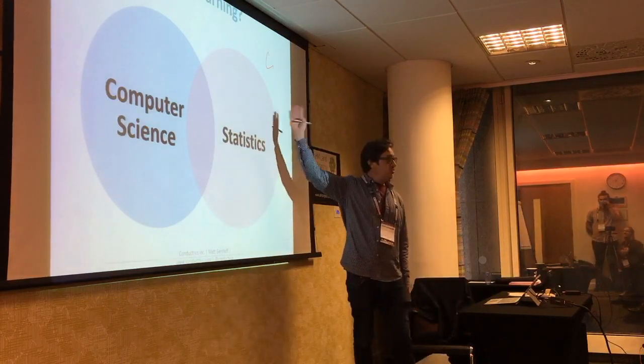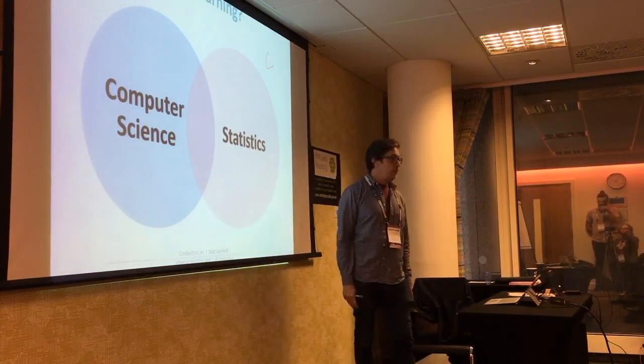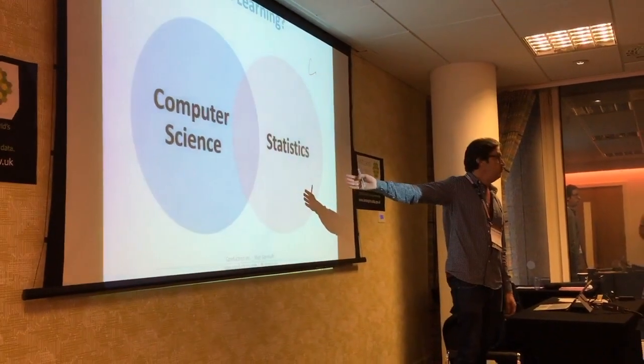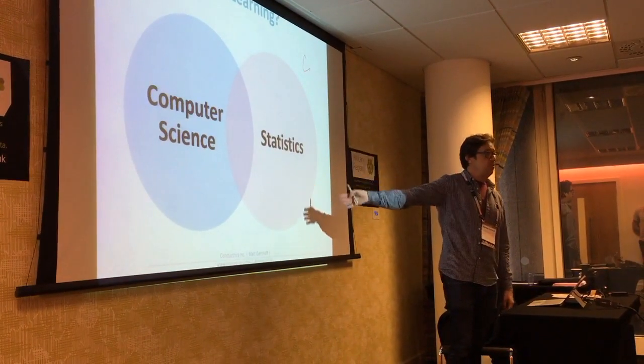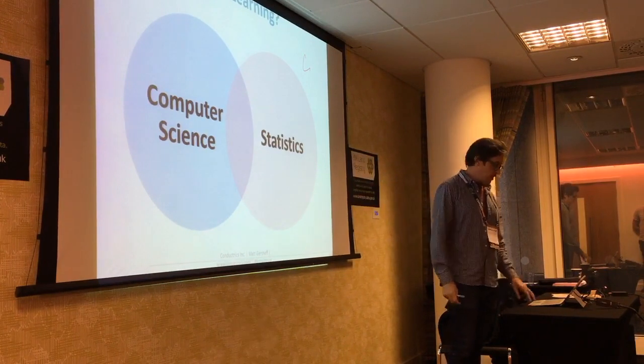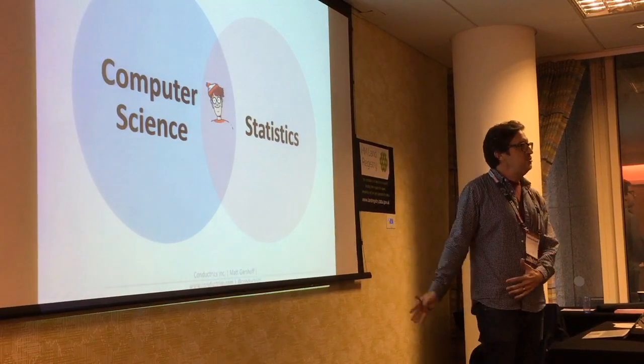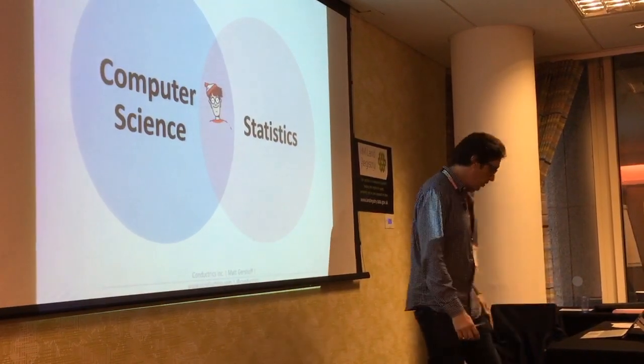Statistics, that was like the session we just had, and really this is inference from data. We're trying to reduce our uncertainty about the world. We're trying to make statements about the world by making observations about the world. Machine learning is in the intersection of these two things. That's one way to look at it.